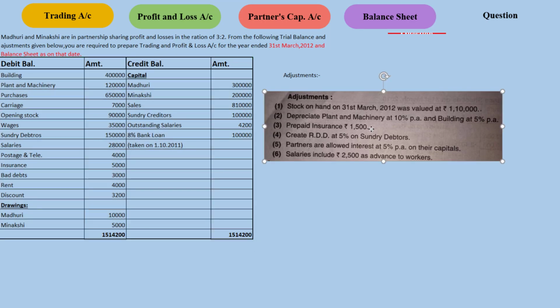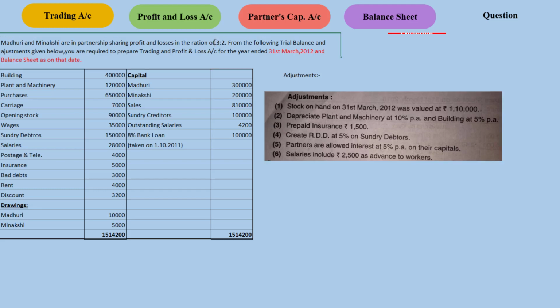The adjustments will be given after the trial balance. Every item of adjustment should have a minimum of 2 effects. This is the profit sharing ratio. 3:2 is the profit sharing ratio, and 31st March 2012 is the year ending, and these are the accounts that are to be prepared.